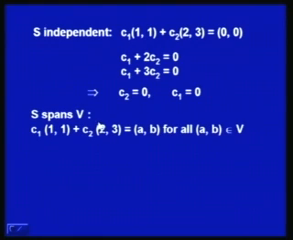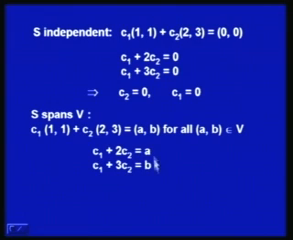The second thing we have to show for the basis is that S spans V. For this we consider a linear combination C1 (1, 1) plus C2 (2, 3), and we show that any vector (a, b) in V can be expressed as this combination. So, if we can find the solution for this equation then it is possible, otherwise not. So, let us try to solve this system.